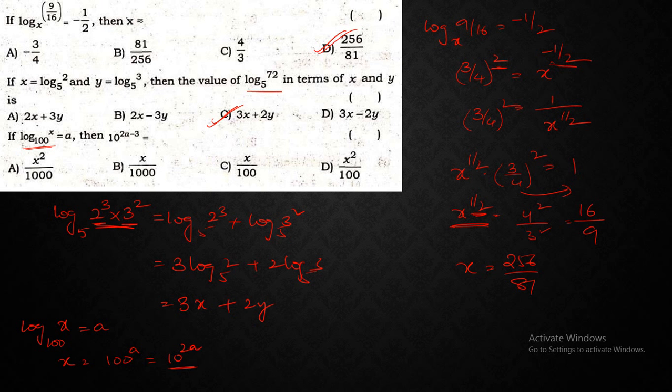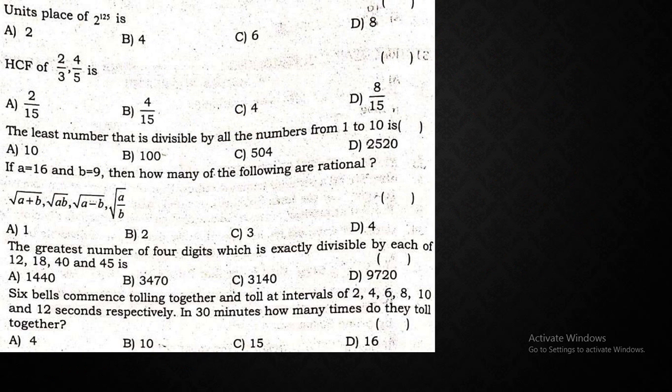So 10 power 2a is nothing but x. Now from this, if you observe, 10 power 2a minus 3 I can write as 10 power 2a by 10 power 3. So already 10 power 2a is nothing but x. So x by 10 power 3, which is 1000. So the answer is x by 1000.